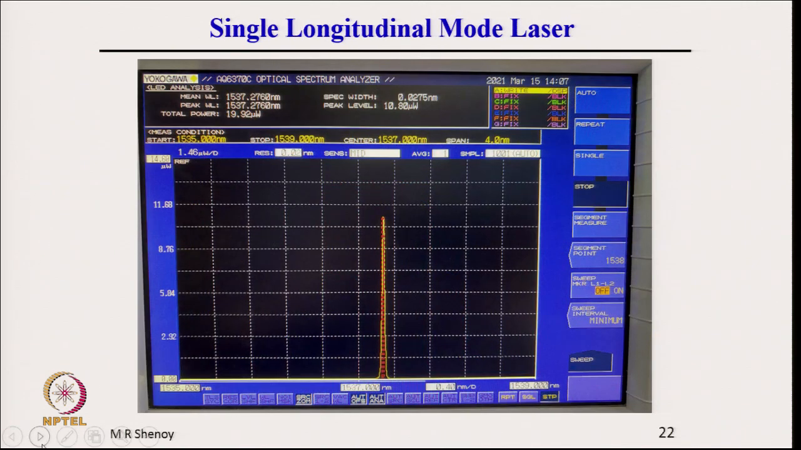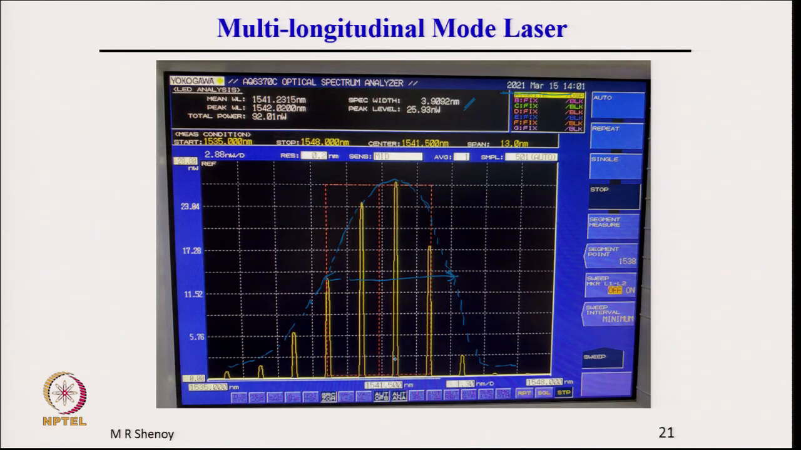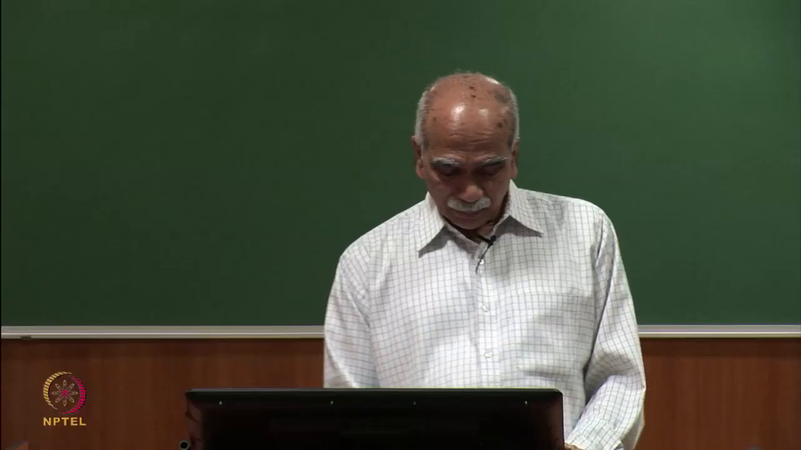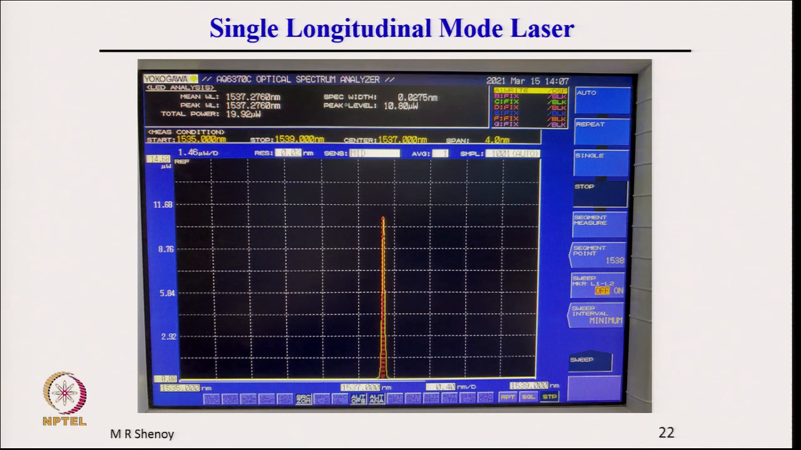In the next photograph, we can see the output from a single longitudinal mode laser, from a DFB laser. So, this is from a DFB laser and this is from a Fabry-Perot laser. Both are recorded today. We can see that the separation here is 0.0275 nanometer. That is very, very narrow. The line width of the single frequency laser is extremely narrow and the wavelengths are shown here. So, the wavelength is 1537.27 nanometers and this is the output from a single frequency laser or a single longitudinal mode.